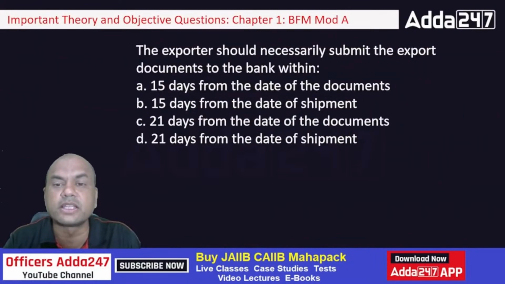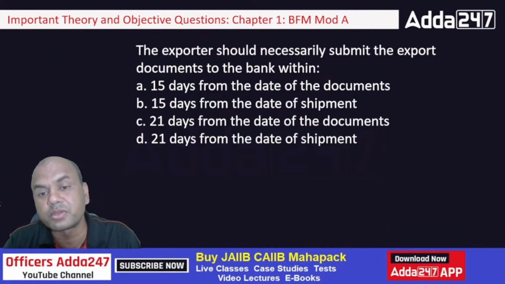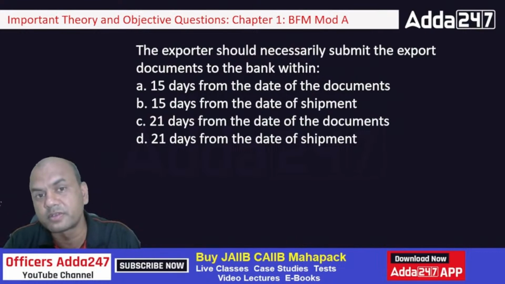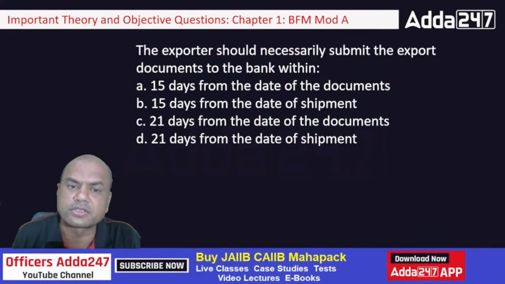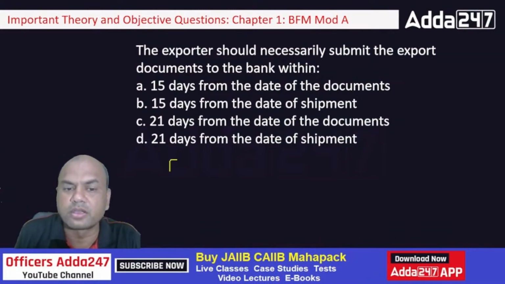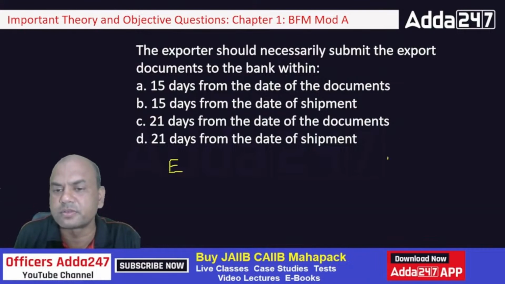The exporter should necessarily submit the export documents to the bank within: 15 days from the date of the documents, 15 days from the date of shipment, 21 days from the date of documents, or 21 days from the date of shipment. So what is the rule actually? What do you mean by this question? Whenever any exporter sends goods to an importer in, let's say, the USA, the goods are generally sent via ship.